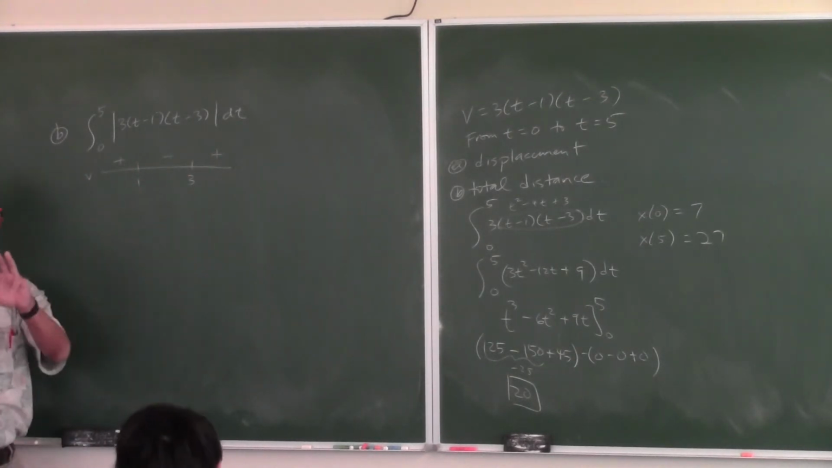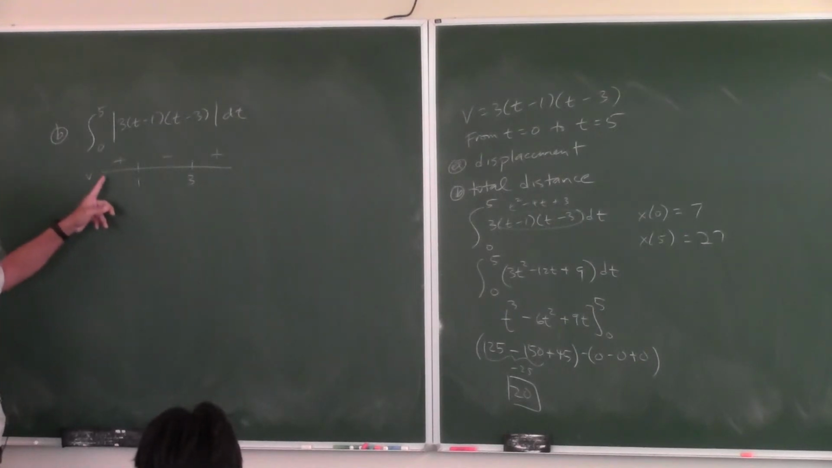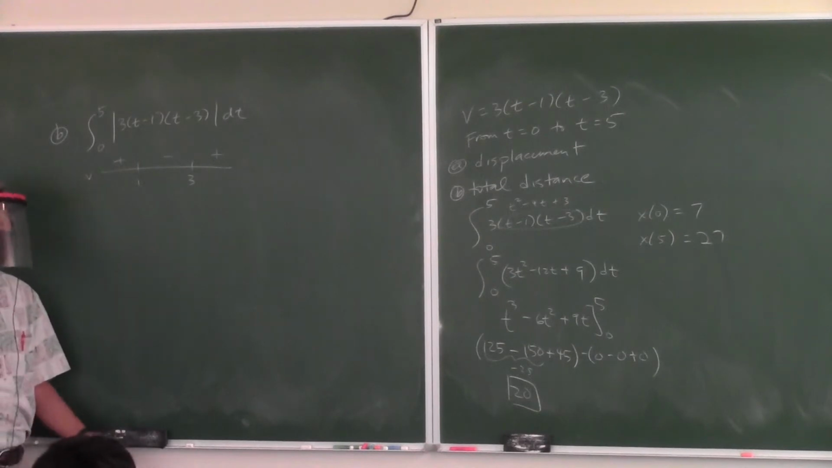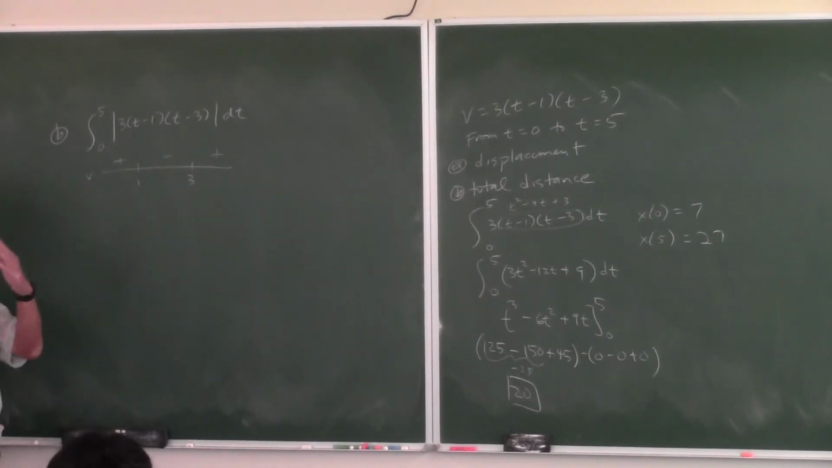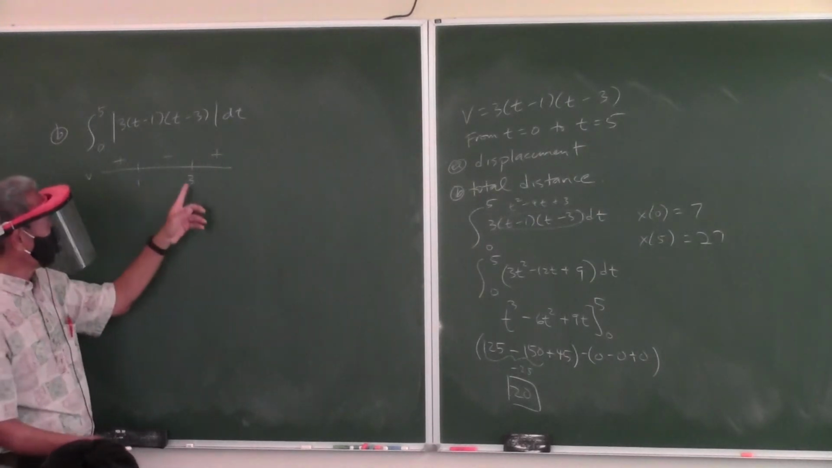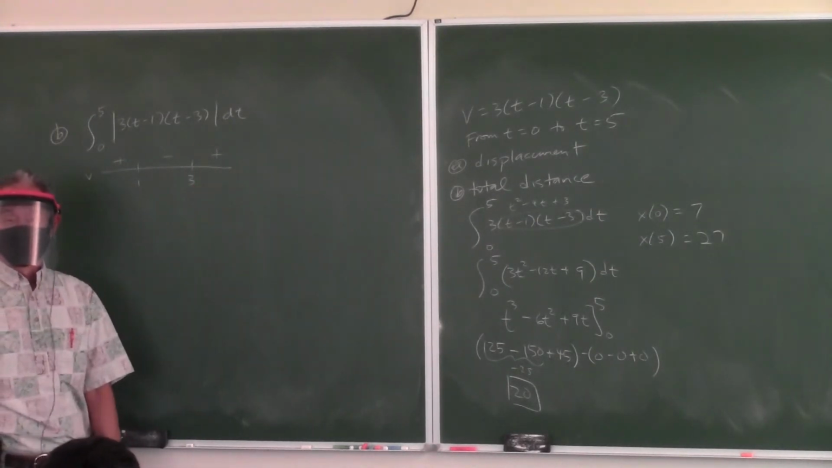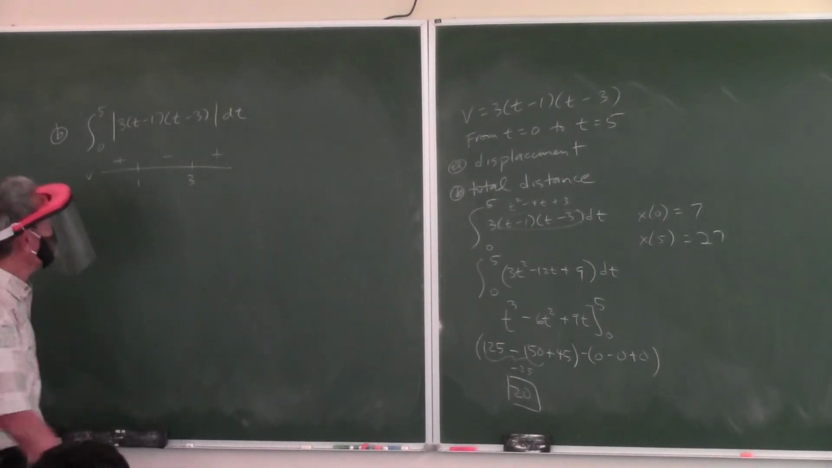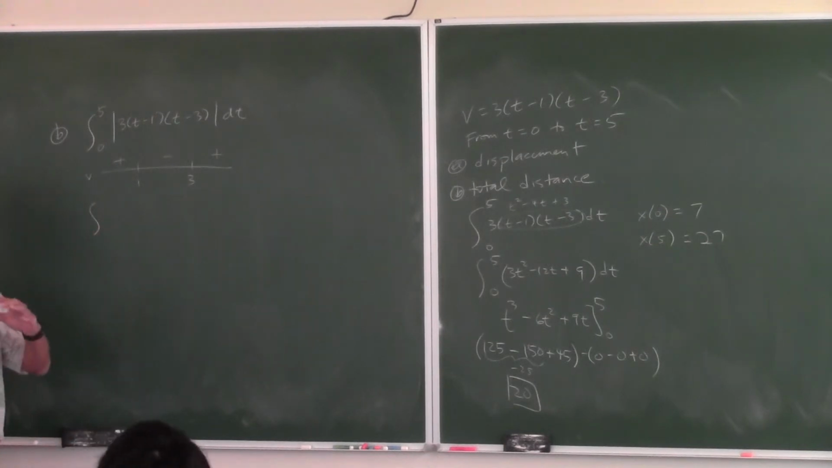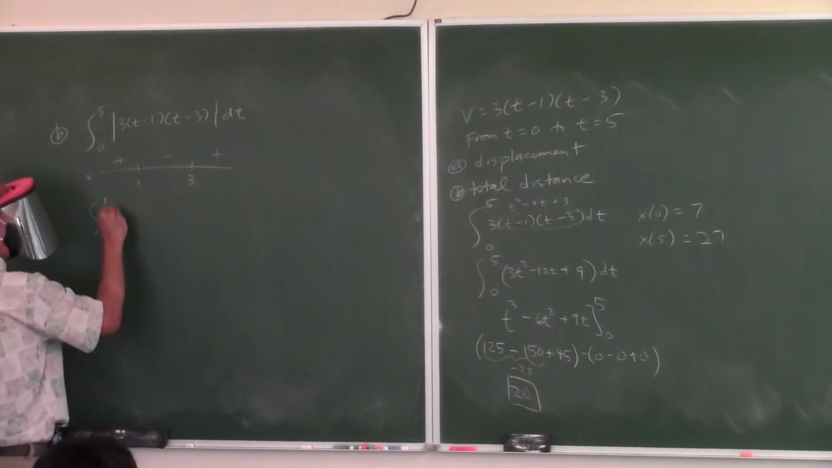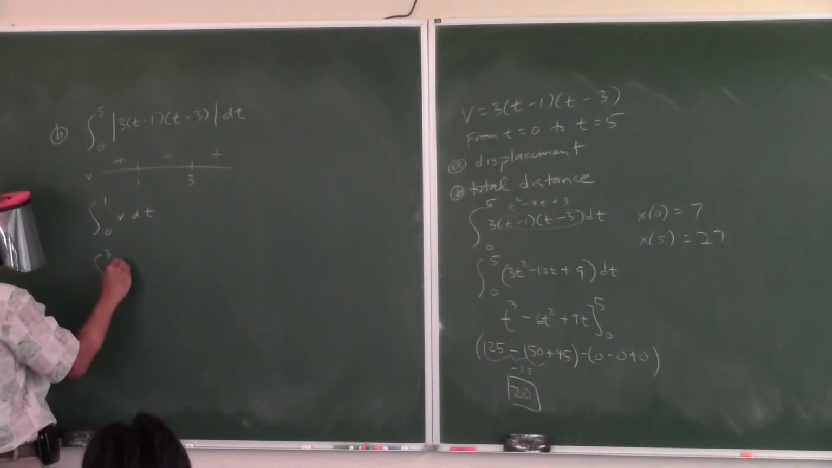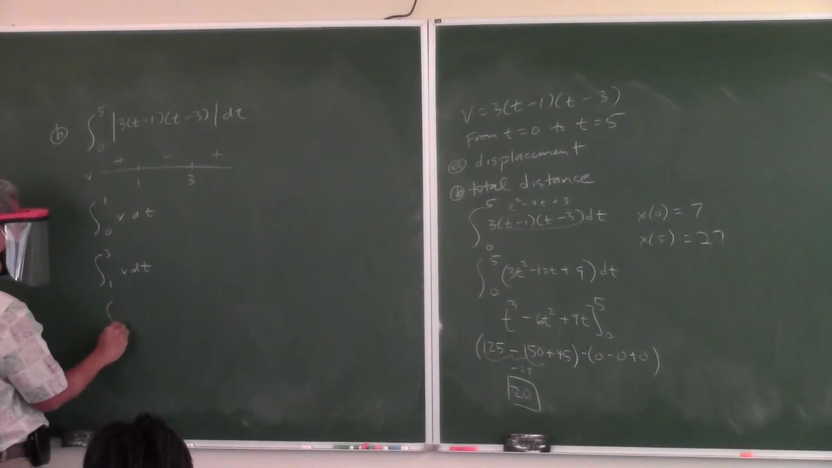That means we have to make 3 integrals. One integral is going to go from 0 to 1. Then you're going to have to do another integral from 1 to 3, and then another integral from 3 to 5. I'm just telling you what you have to do, and then you just do it. Okay, so this is what you do here. I'm going to show you how you can save time. So 0 to 1 of the velocity dt, then another integral from 1 to 3 of the velocity dt, and then one from 3 to 5.